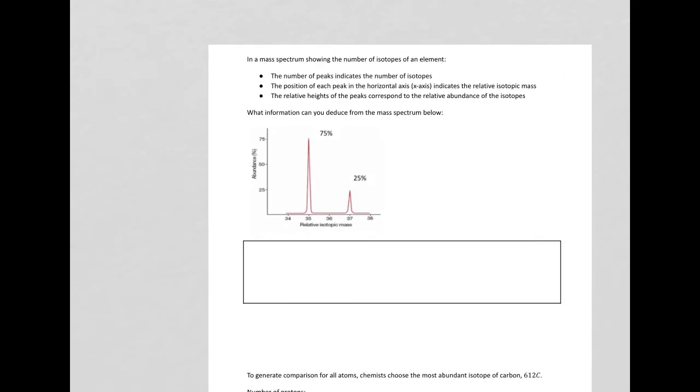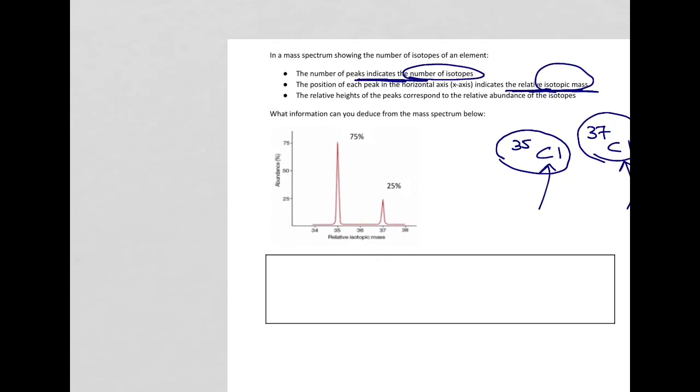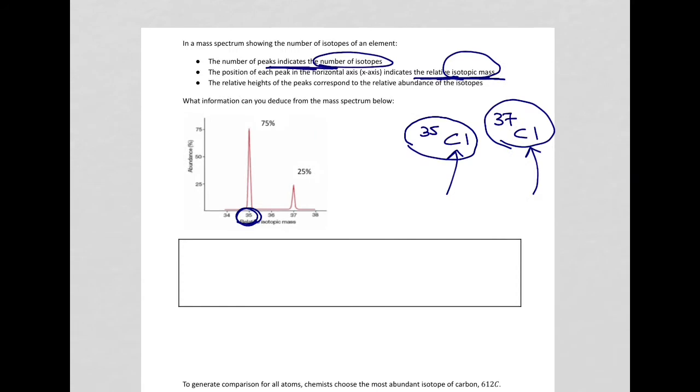So in a mass spectrum, you're going to have peaks. The number of peaks will indicate the number of isotopes. The position of each peak indicates the relative isotopic mass. The isotopic mass is the mass of that particular isotope. For example, when I'm saying I have chlorine 35 and chlorine 37, 35 is the isotopic mass of this isotope, and 37 is the isotopic mass of this particular isotope. So here you have 35, it's for this particular isotope. This is the mass of that particular isotope.